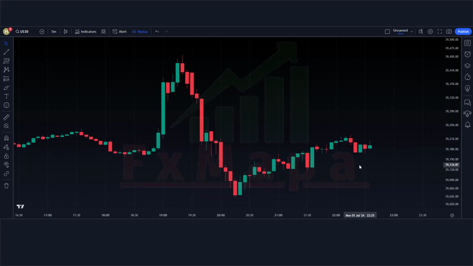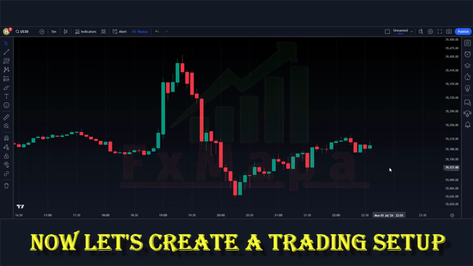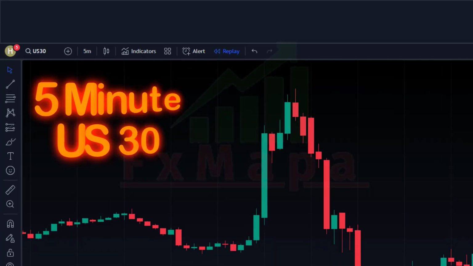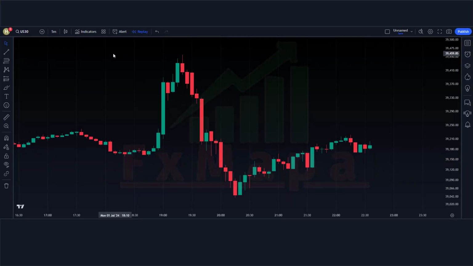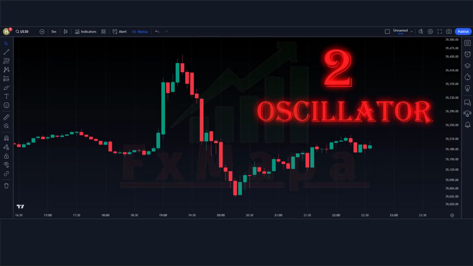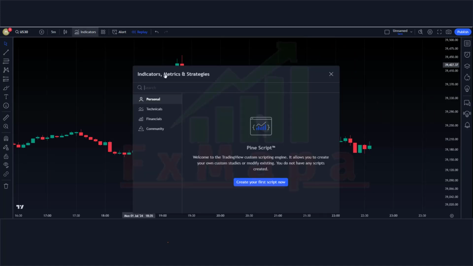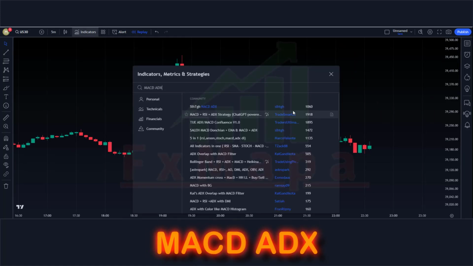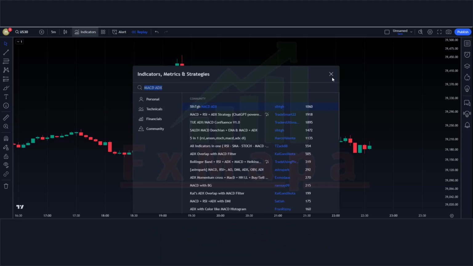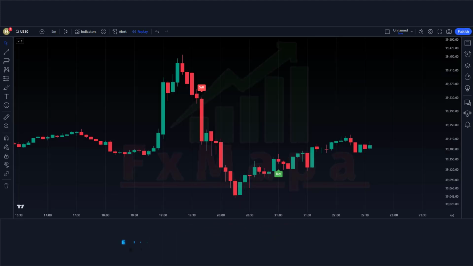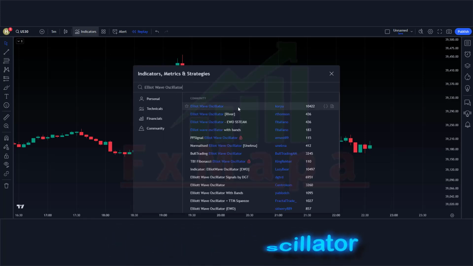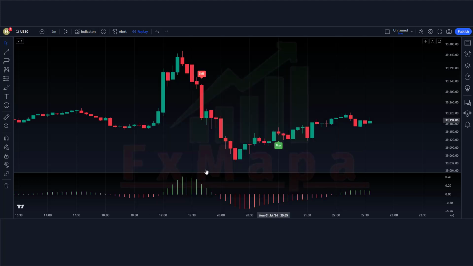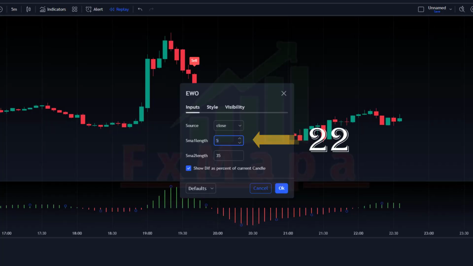So let's get started. Now let's create a trading setup. We are going to test this strategy on 5-minute time frame in US 30 chart. In this setup we would require two oscillators here. First indicator name is MACD ADX. Second indicator name is Elliott Wave Oscillator. Keep the indicators setting as I have shown here.